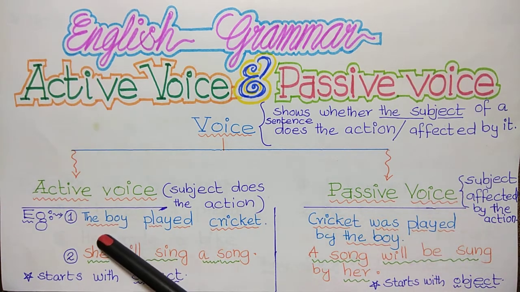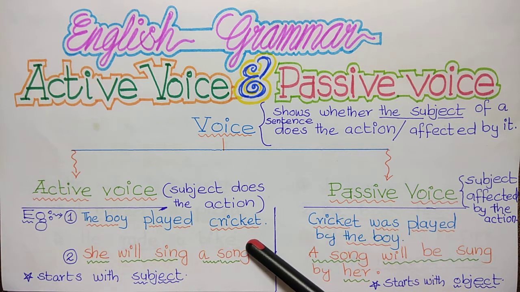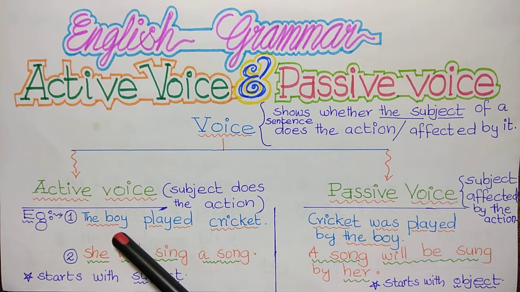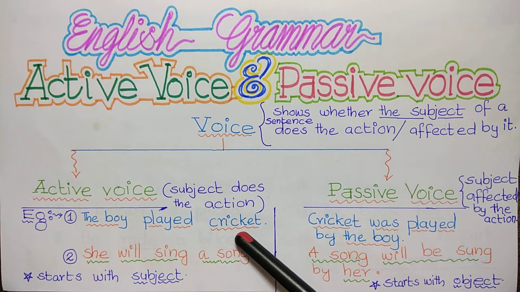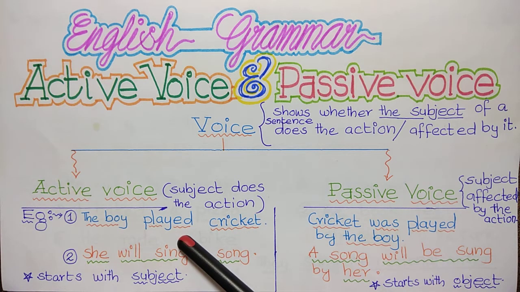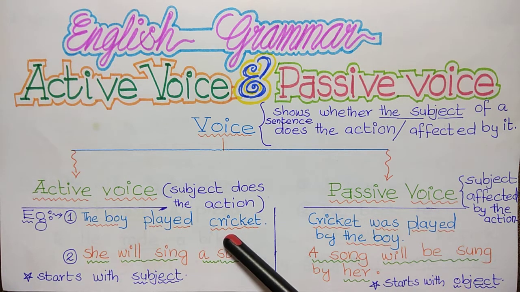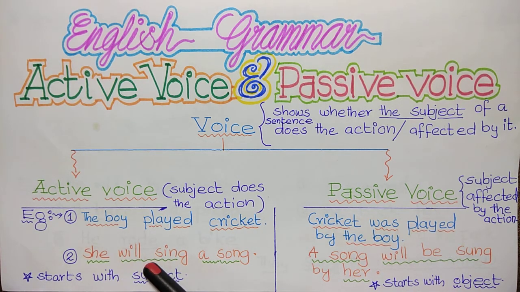See the examples. The boy played cricket. Here the boy is the subject, cricket is the object, and played is the verb. So here the subject is doing the action, so it is in active voice. She will sing a song. She is the subject and she is doing the action. So it is active voice.